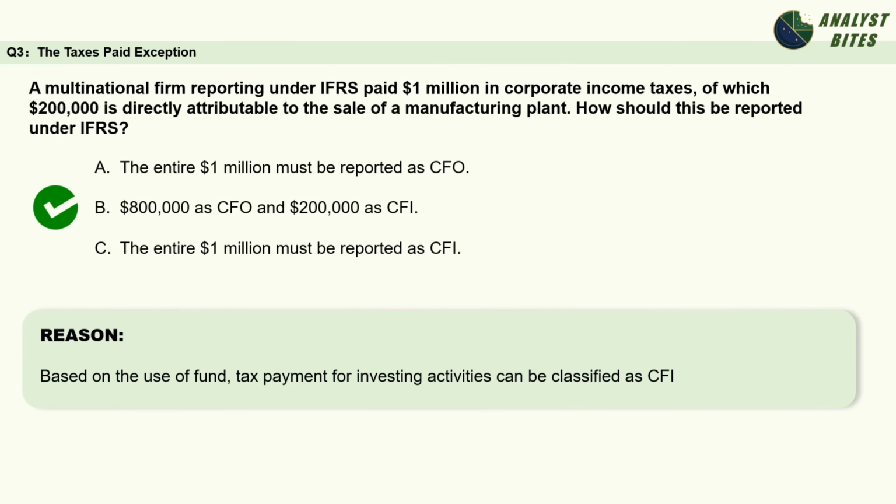Now you might wonder, why is choice A wrong? Can't they just put everything in CFO? Technically, they could, but look closely at choice A. It uses the word "must." In the world of CFA, "must" or "always" are major red flags, because IFRS gives companies the choice. Saying they must put everything in CFO is simply incorrect. When you see such extreme language, it's usually a trap.